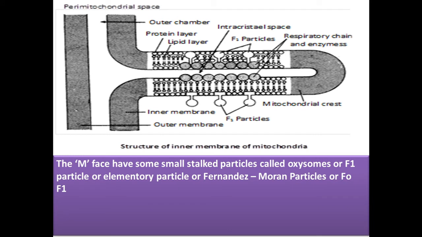So now you can see here this portion, the portion which is here, this is the outer membrane. This portion is facing the matrix, so it will be the M phase, and this portion is facing the perimitochondrial space. This is outer membrane and this is inner membrane, so the space between them is perimitochondrial space. The portion of this membrane will be known as M phase and this will be the C phase.